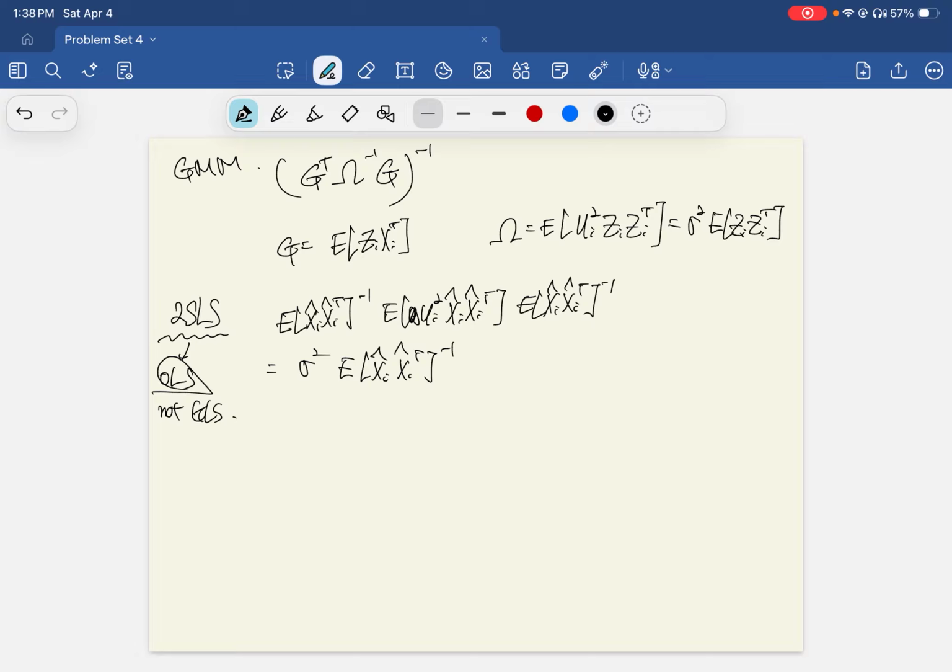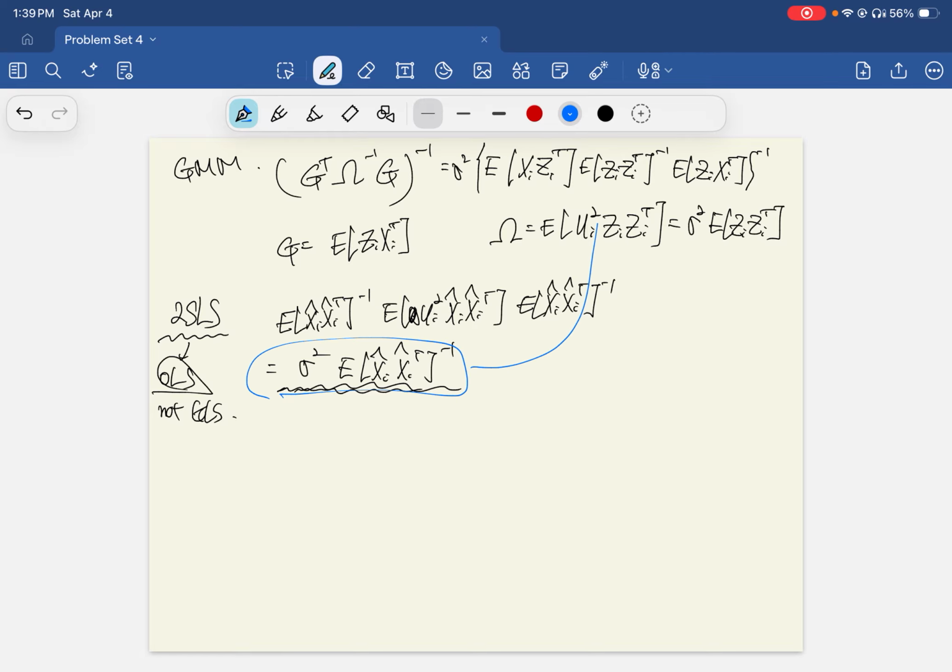Okay. Anyhow, this is this, and we are going to start from here, right? And our goal is this will become the inverse of expectation xi zi transpose, expectation zi zi transpose inverse, expectation zi xi transpose, total inverse, times sigma squared. Okay, that is what we target. So from here, I'm going to show this equals this. This idea is simple.